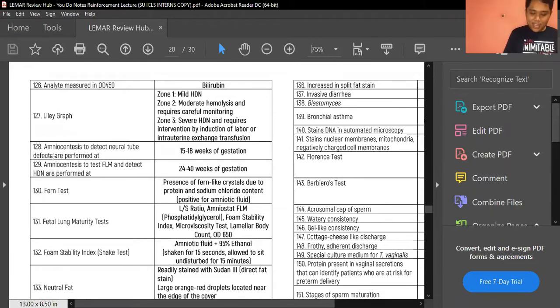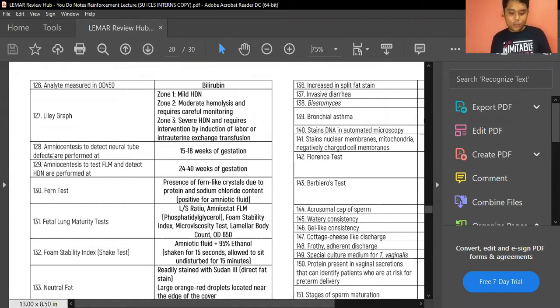Okay, so next you have the analyte measured at OD 450. Take note, gears. The analyte measured in OD 450 is bilirubin. Take note, that's a common question: which of the following is the analyte measured in OD 450? Bilirubin. OD 450 is spectrophotometry; you measure optical density. And bilirubin's maximum absorbance happens at 450 nanometers. Okay? Take note.